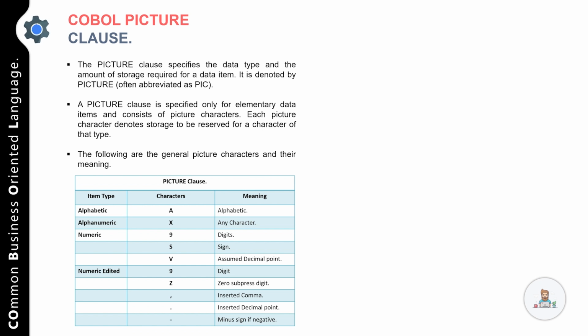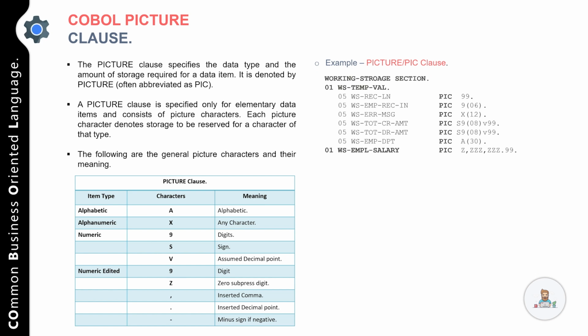The following are the general picture characters and their meaning. The first data type is alphabetic, and the character used for defining alphabetic is A, and it can only store alphabetic characters, that is from A to Z. After that you have alphanumeric, denoted by X, and it can store anything from A to Z or from 0 to 9 or any special character. After that you have numeric, denoted by 9, and it is only used to store digits, that is from 0 to 9.